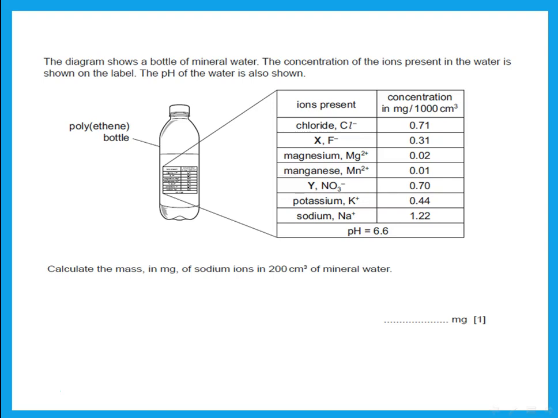Okay, this question says, I have a bottle of mineral water and he gives me concentrations and he says, calculate the mass of sodium in 200 centimeter cube. Now let's look at the table. Where is sodium? Sodium is 1.22 milligram in 1,000 centimeter cube. And he's saying how much in 200 centimeter cube. Again, cross multiplication will give you the amount.